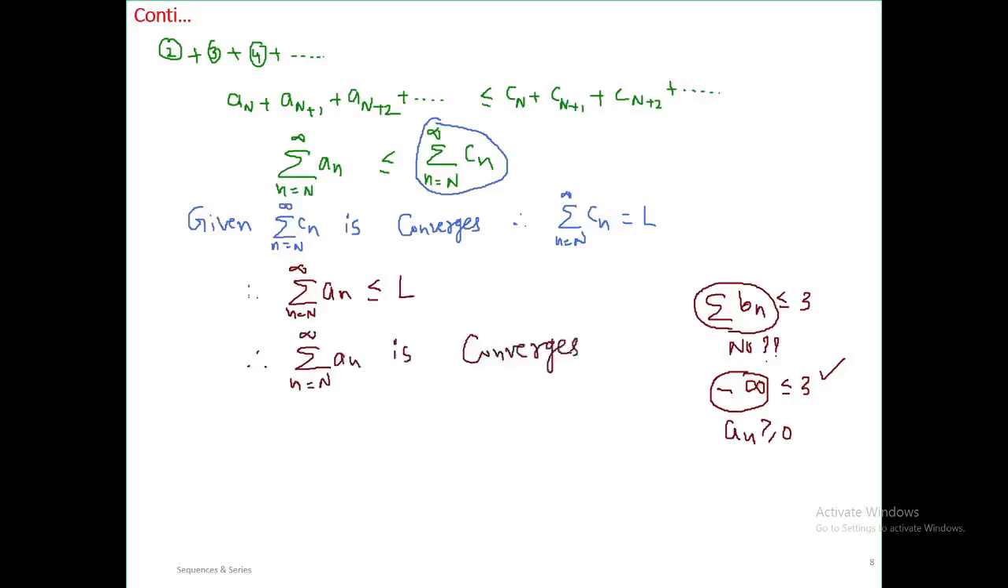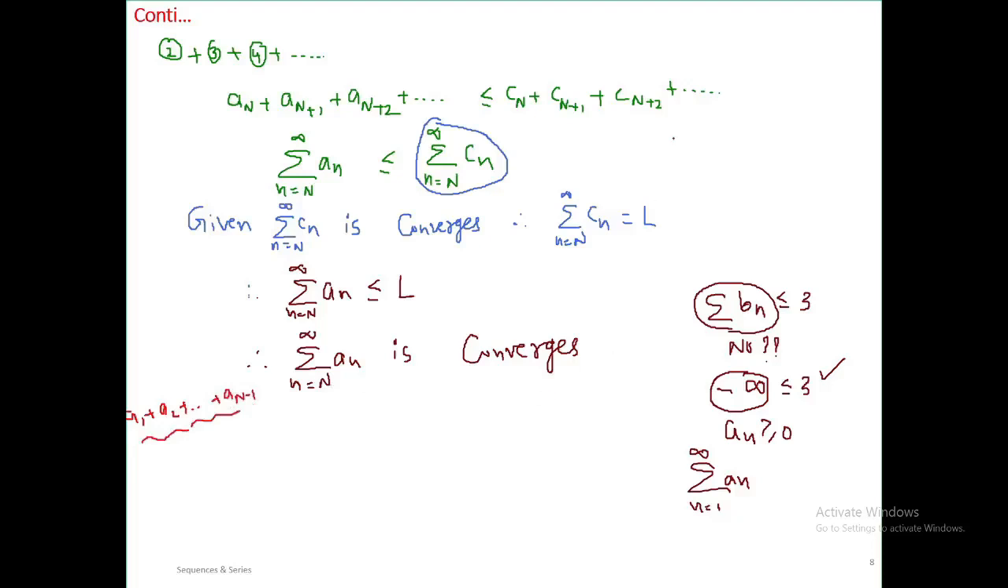But moreover, I need to prove that the series n running from 1 to infinity of an converges. But here n runs from capital N to infinity, so indirectly some terms are missing. Which terms are missing? a1 plus a2 plus and so on up to a n minus 1. These are finitely many terms.